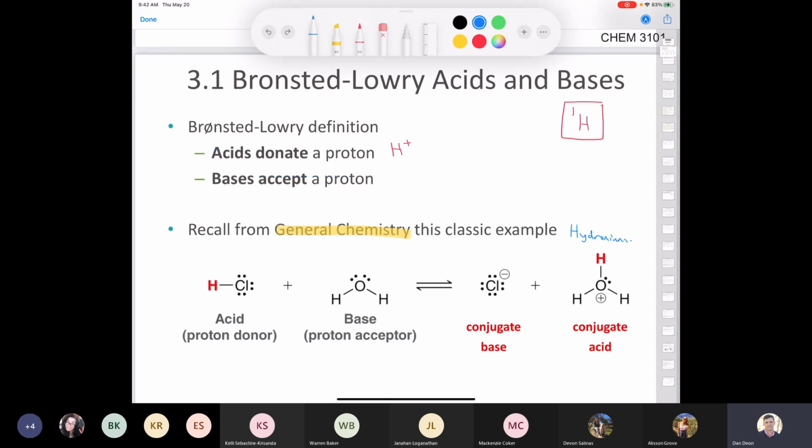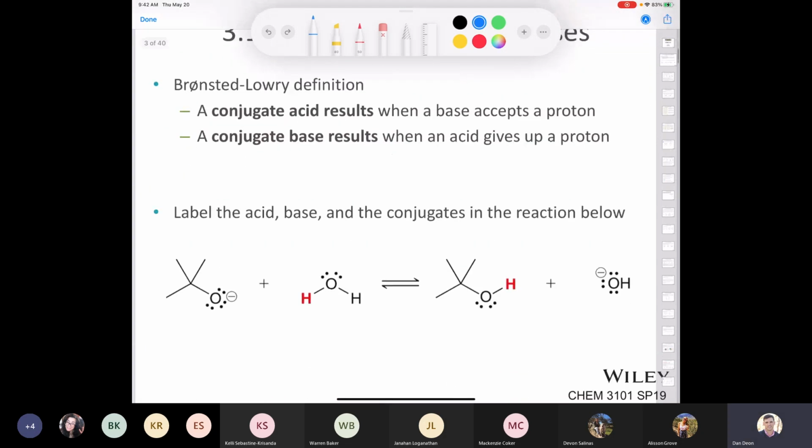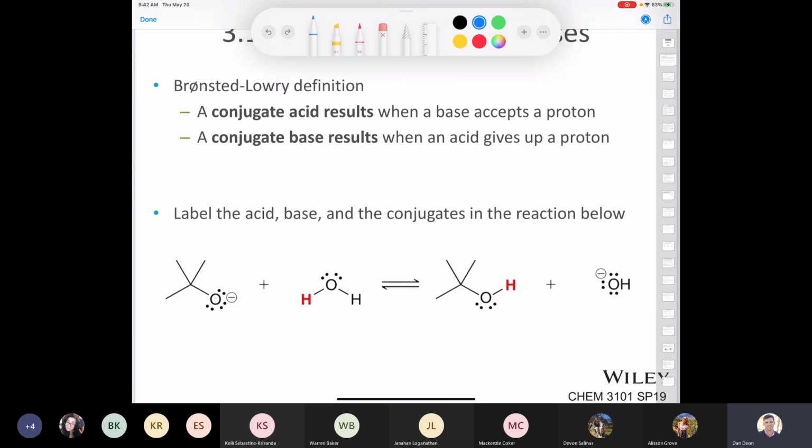So you have to know conjugate acids, conjugate bases, and you also have to be able to label an acid and a base. All right. Again, the conjugate acid is what results when the base accepts a proton. We saw that it was hydronium in the previous example. A conjugate base results when an acid gives up a proton. So I'm going to give you a second, and I want you to try to label the acid, base, and the conjugates in this example shown here. I'm going to give you a second to take a look at it.